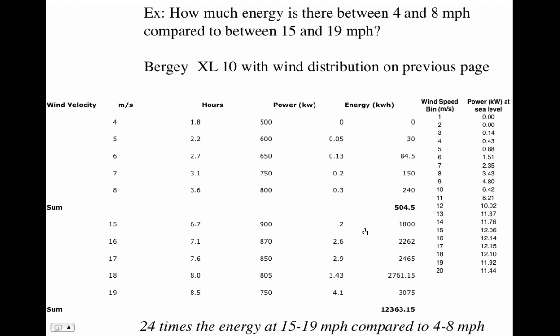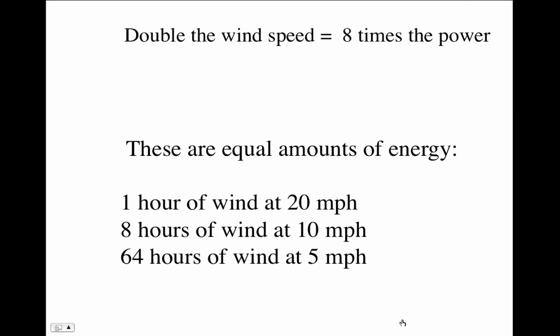But when the wind is between 15 and 19 miles per hour, 19 meters per second, you've got about 12,000 kilowatt hours produced. So again, here's another way to think of this: double the wind speed, get 8 times the power. These are equal amounts of energy. 1 hour of wind at 20 miles per hour, 8 hours of wind at 10 miles per hour, and 64 hours of wind at 5 miles per hour are all equal amounts of energy.